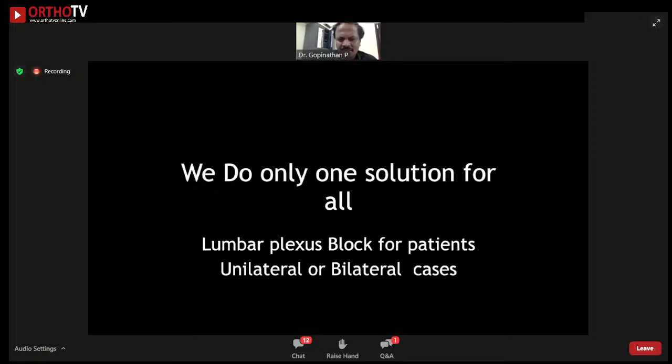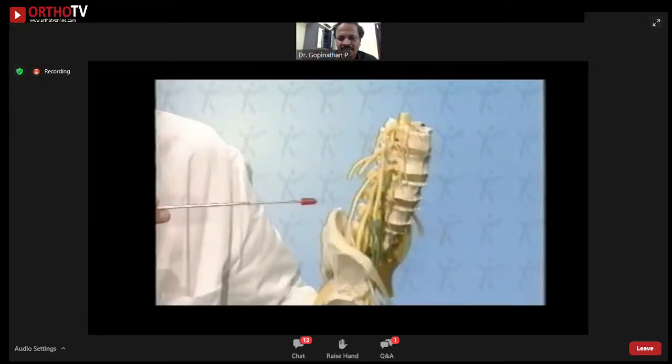The lumbar plexus block, for patients with bilateral or unilateral cases. In bilateral cases, you can put two lumbar plexus blocks on either side. I think this video is self-explanatory.